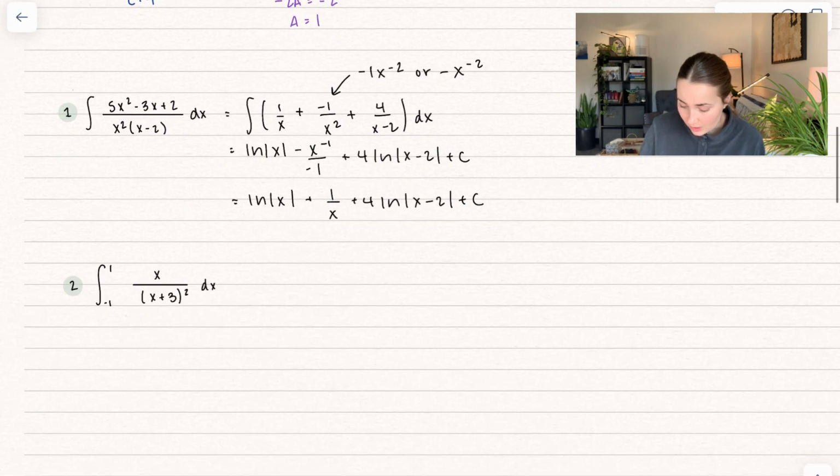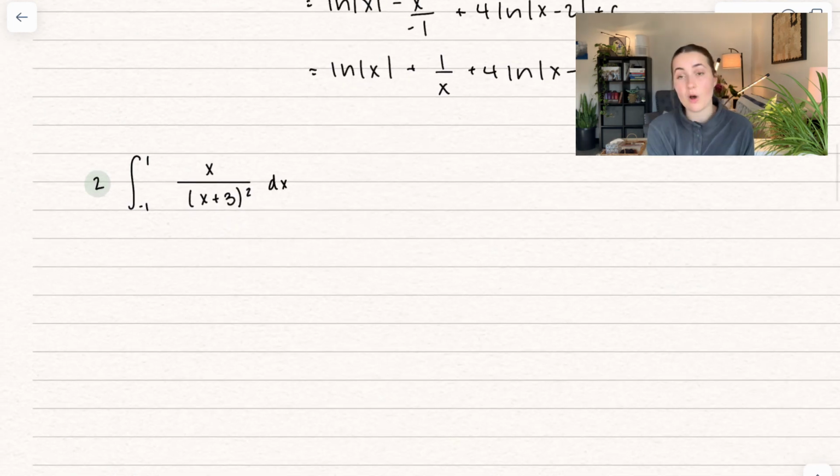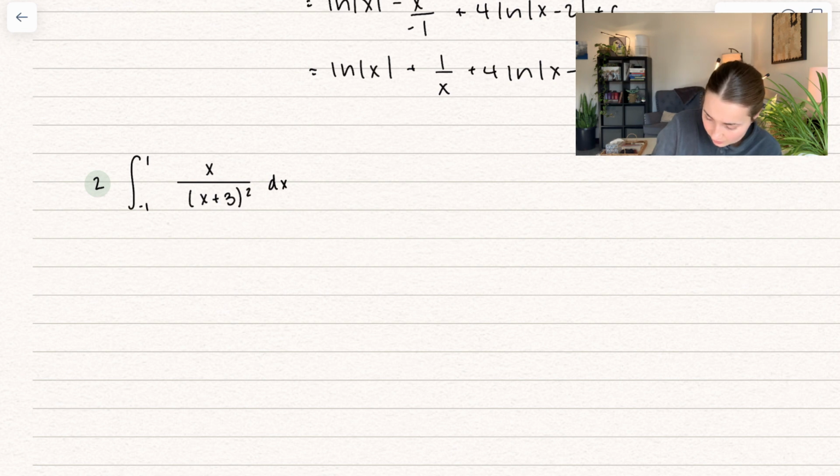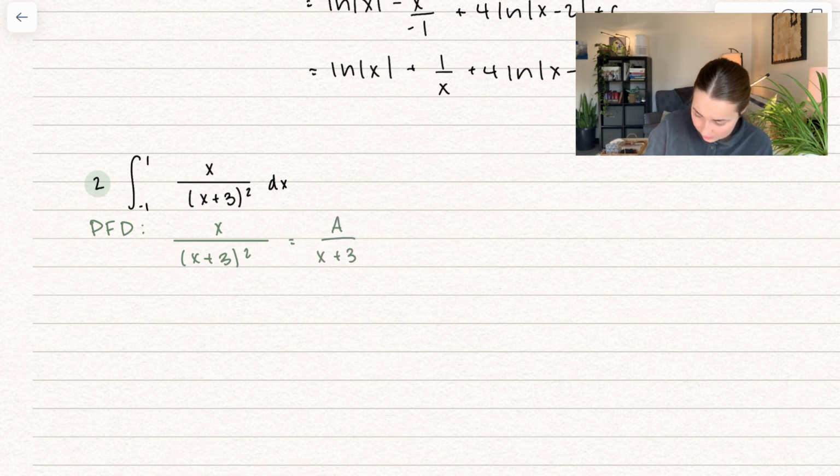So let's go ahead and try it again. Now we have x plus 3 all to the power of 2, and that's going to be our repeated term. So first, of course, we're going to do partial fraction decomposition. So I'm going to rewrite this. So we get a, we take our term like normal, x plus 3, plus b, and now this one's going to be over x plus 3 quantity squared.